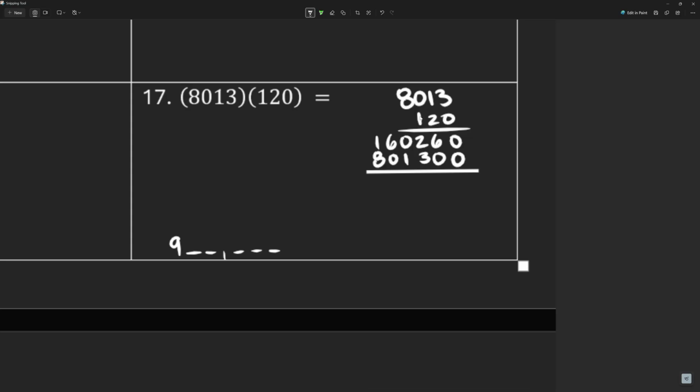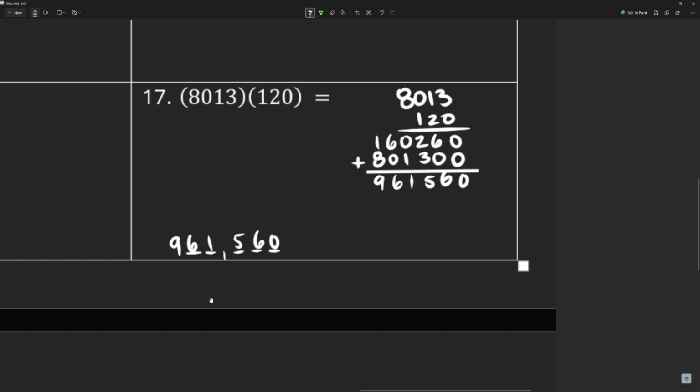1 times 3, 1 times 1, 1 times 0, 1 times 8, and then we just add. 0, 6, 5, 1, 6, and 9. And wow, look at that. 961,560. Right, so nothing too crazy.